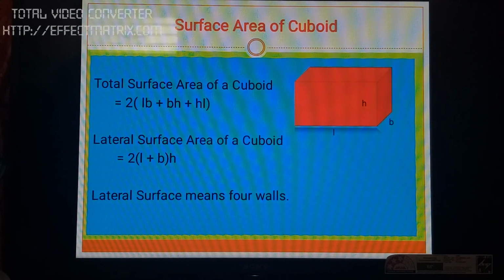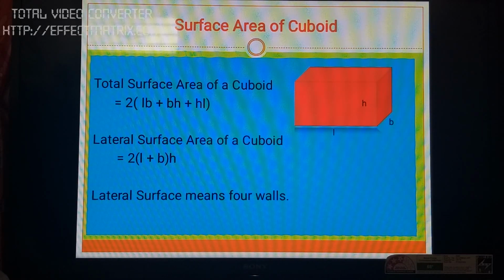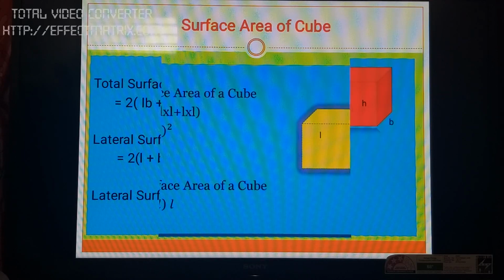And the lateral surface area of a cuboid: lateral surface area means the area of the 4 walls of your room. So its area is equal to twice into (length plus breadth) into height.